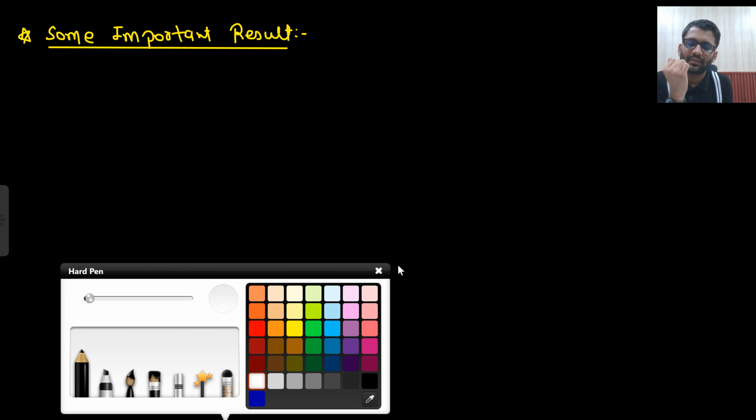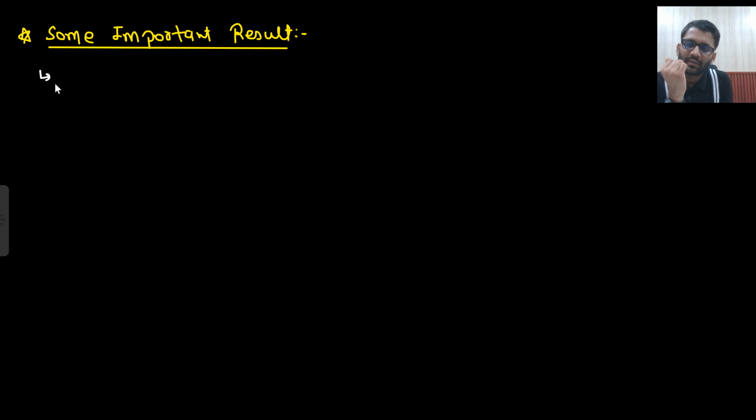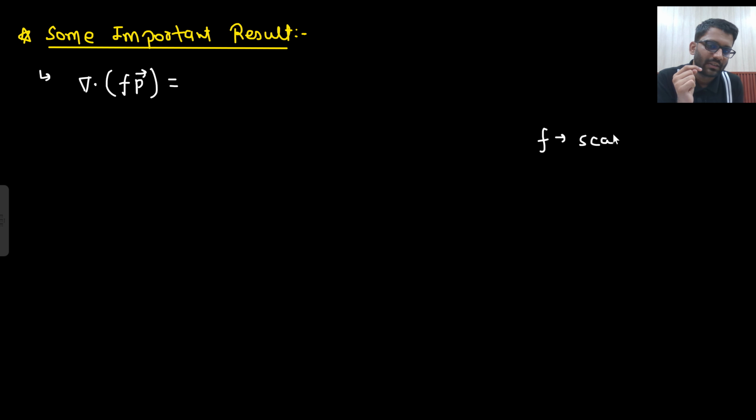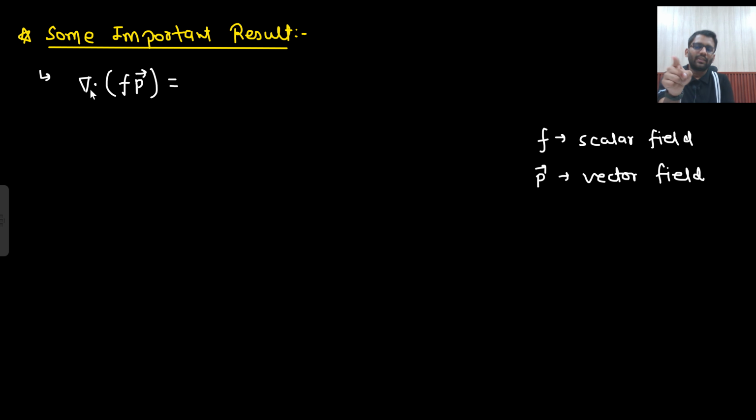What is that? That result is this. Okay, what is there? F is a scalar field function. F is a scalar field and P is a vector field. Vector field function also you can say, but a vector field. And you are calculating the divergence of that. So what would that be?